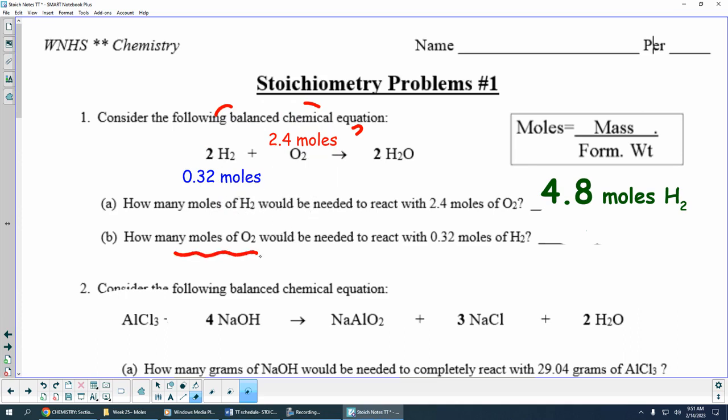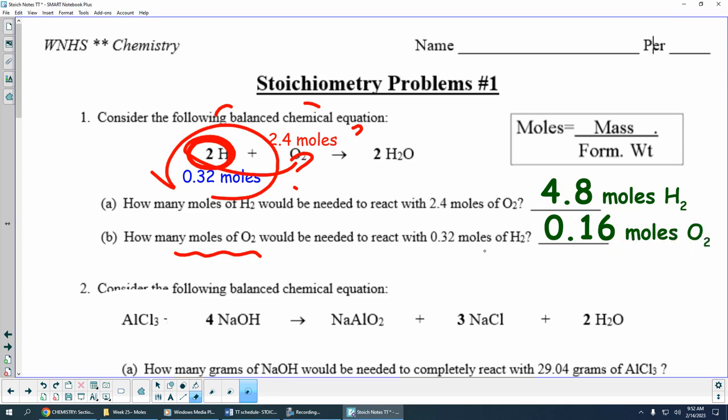How many moles of O2 would be needed to react with 0.32 moles of H2? Now, we're going the other way. My first coefficient is what? That is a 2 to what ratio? 2 to 1. I need half as much. So what am I going to do to 0.32? I'm going to divide it in half.